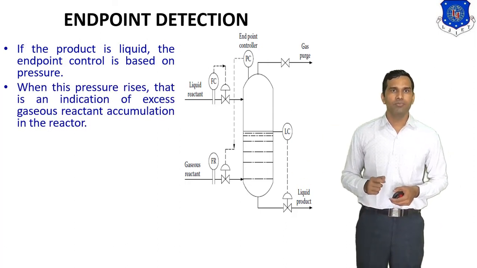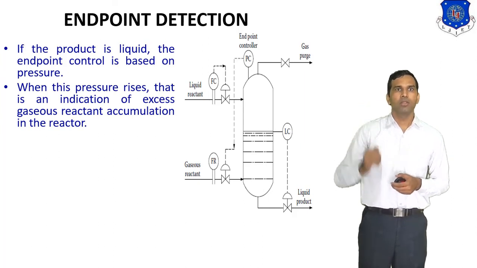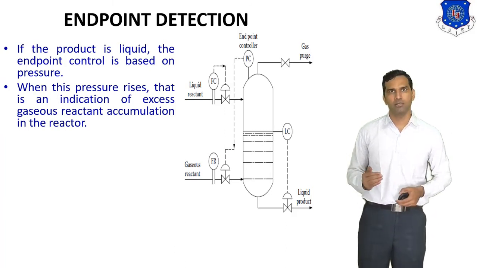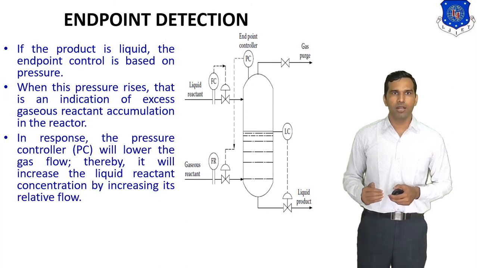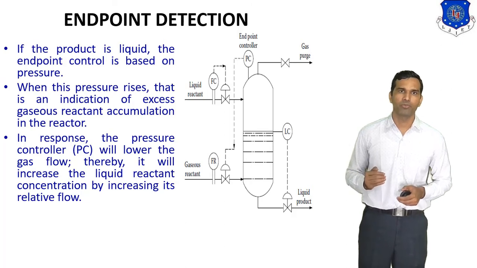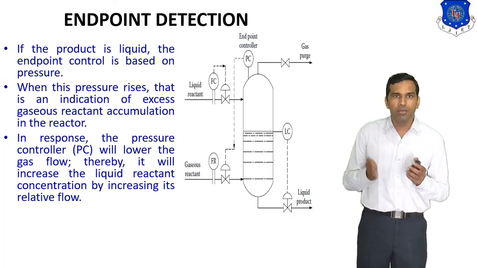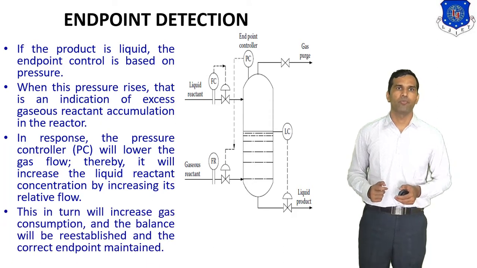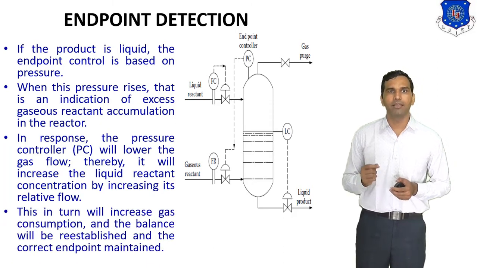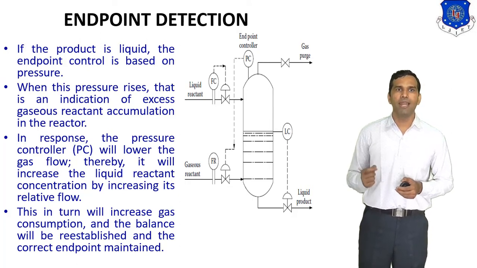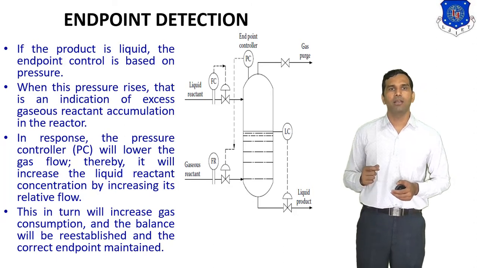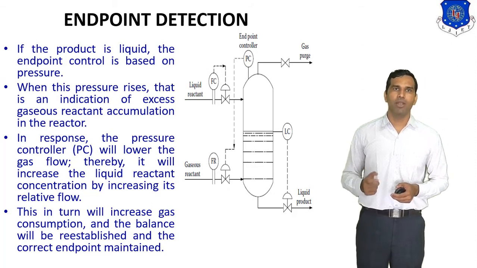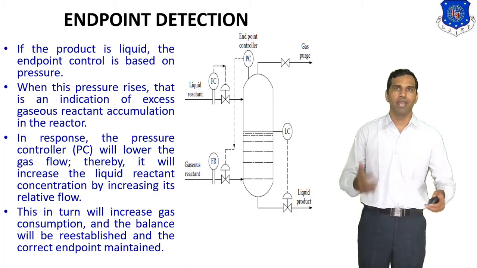Now, when the pressure rises, that is an indication of excess gaseous reactant accumulation in the reactor. In response, the pressure control will lower the gas flow, thereby increasing the liquid reactant concentration by increasing its relative flow. This in turn will increase gas consumption, the balance will be re-established, and the control endpoint maintained. So here we can see how endpoint detection is maintained when the product is liquid.